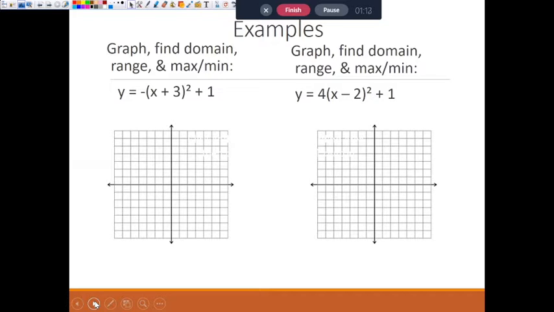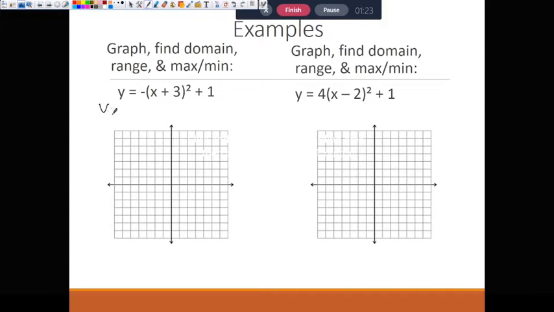Okay, graph, find the domain, range, maximum, and minimum. Okay, so my vertex here is going to be h and k. So it's going to be -3 and 1, because remember it's the opposite sign of h. So -3, 1. My axis of symmetry is going to be x equals -3.